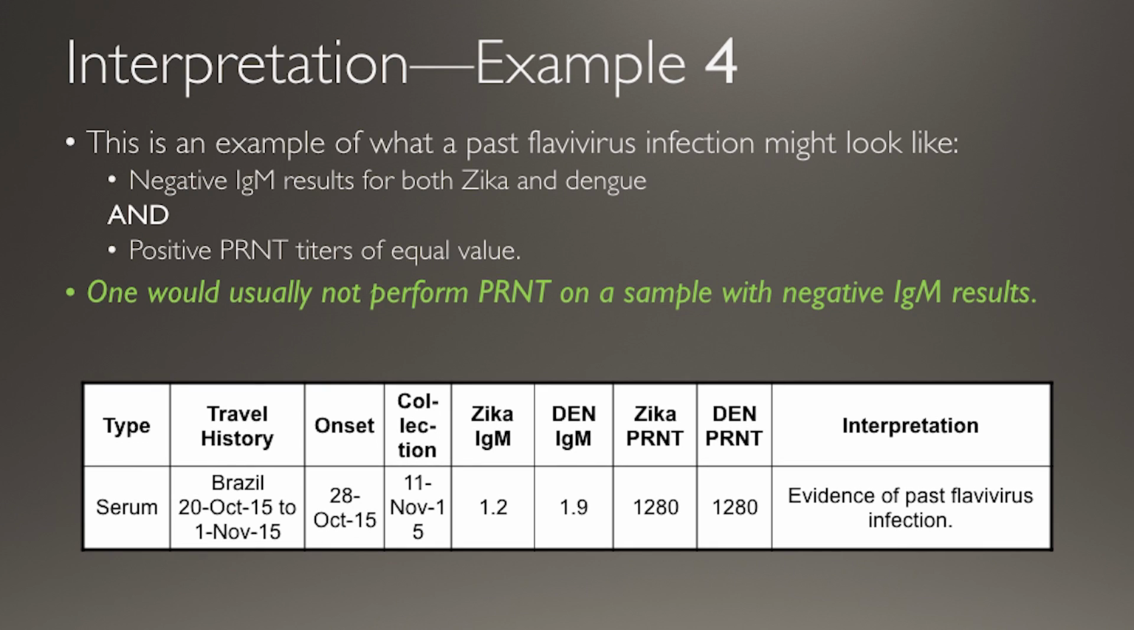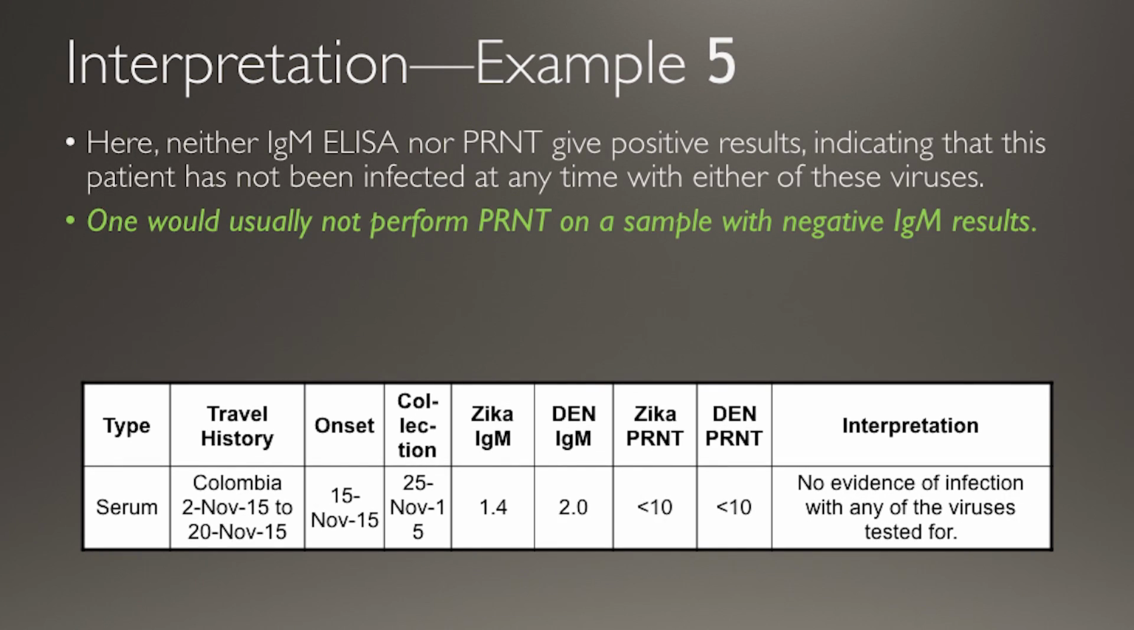This is an example of what a past flavivirus infection might look like. Negative IgM results for both Zika and dengue, and positive PRNT titers of equal value. One would usually not perform PRNT on a sample with negative IgM results. Here, neither IgM ELISA nor PRNT give positive results, indicating that this patient has not been infected at any time with either of these viruses.